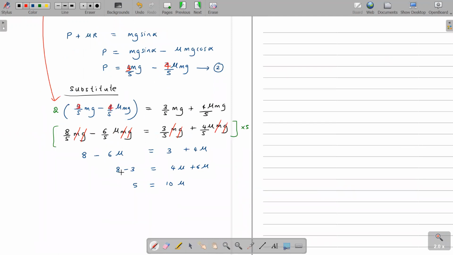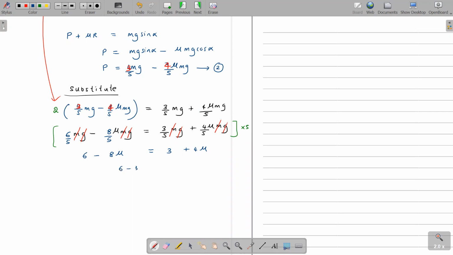Is that okay? So when I multiply in here, let's fix it here. So I get here 2 times 3 is 6 mg, 2 times 4, 8. 6 over 5 mg, 8 over 5 mu mg. Is that okay? Okay, then I multiply the whole equation with 5. The mg cancels here, so I get 6 minus 8 mu equals 3 plus 4 mu. Is that okay?